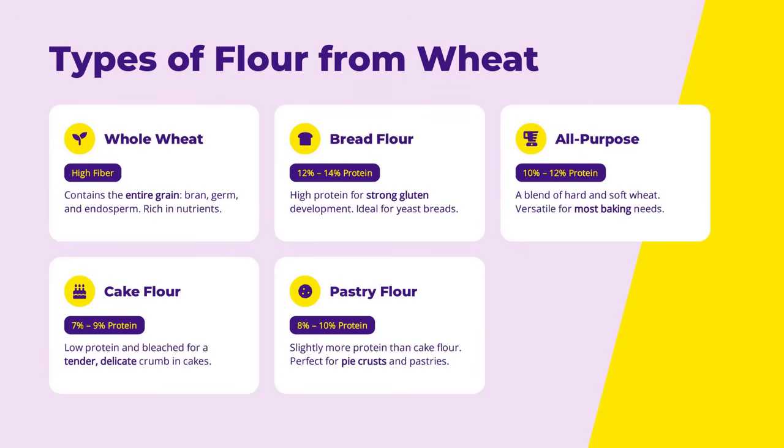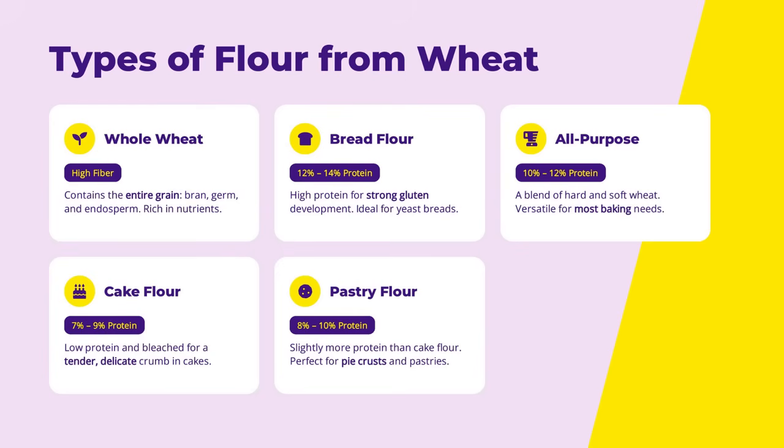The fourth type is cake flour. Cake flour contains only 7 to 9% protein. It is finely milled and often bleached, producing soft, delicate cakes with a fine crumb structure. Finally, pastry flour contains 8 to 10% protein. It provides slightly stronger gluten than cake flour and is mainly used for pie crusts, pastries, and similar bakery products. Always remember that different bakery products require different gluten strengths. That is why bakeries use different types of flour instead of relying on just one.